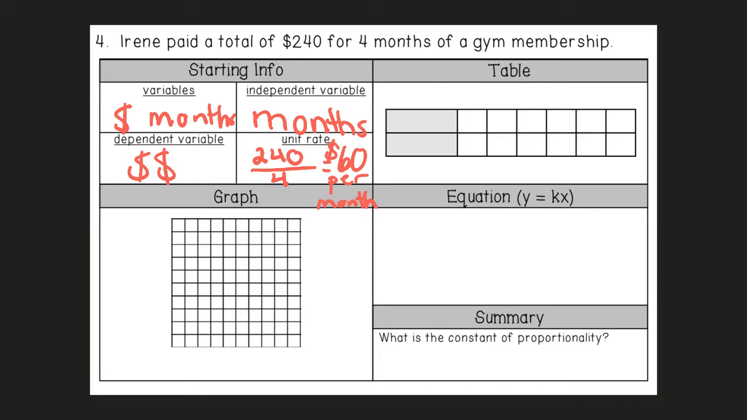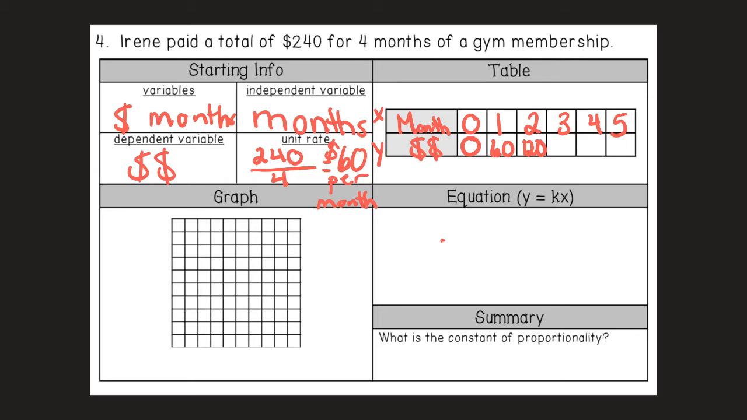Okay, so in your table, remember your X goes on the top, then the Y. So these will be our months for independent and our money on the bottom. So for your months, you should have 0, 1, 2, 3, 4, and 5. For your money, for 0 months would be $0. For 1 month would be your 60, that's your unit rate. 2 months would be 120.